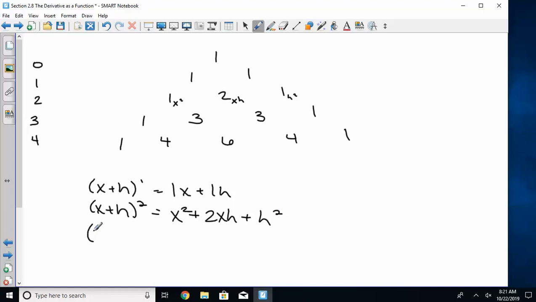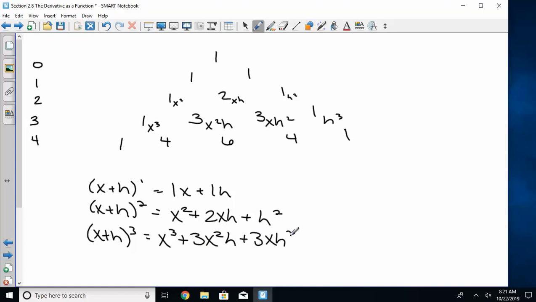If I give you x plus h cubed, these are your coefficients. Your powers of x go down, and your powers of h increase, so it's like 0, 1, 2, 3. So it's 1x cubed plus 3x squared h plus 3xh squared plus h cubed.